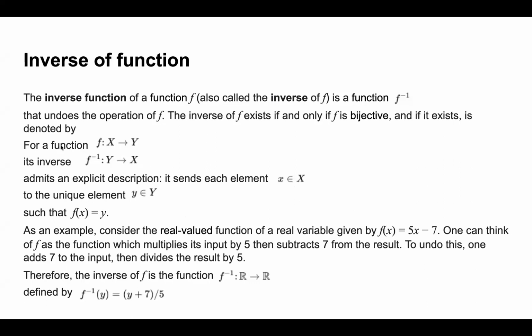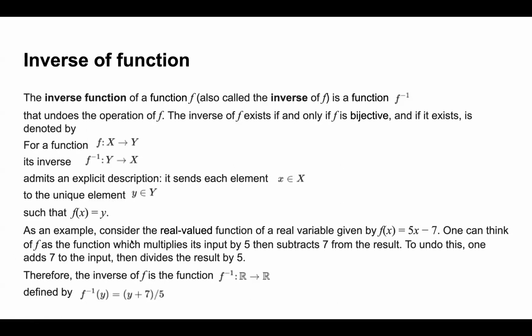Okay, what the inverse does is admits an explicit description. It sends each element x belongs to X to the unique element y belongs to Y, such that f of x is equal to y. Okay, what f of x is? f of x is equal to y.